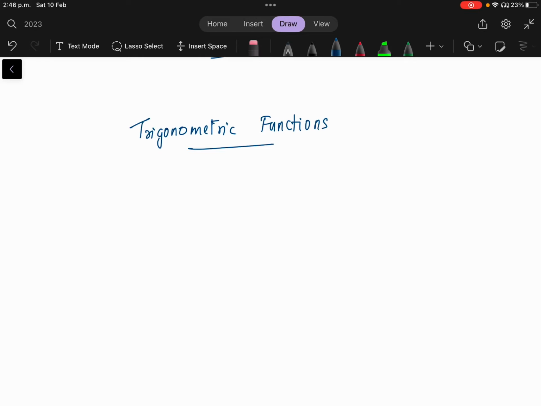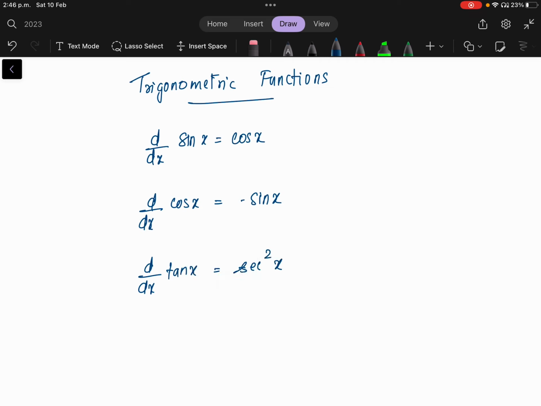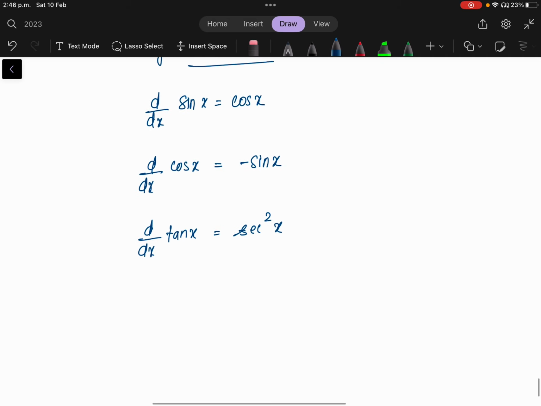Let's learn how we can differentiate trigonometric functions. The rules for trigonometric functions are: d over dx of sin x is equal to cos x, d over dx of cos x is equal to minus sin x, d over dx of tan x is equal to sec square x. This is also in the formula book, so there's nothing to memorize. And as we explained in chain rule, if there is anything other than x, you have to differentiate it again.